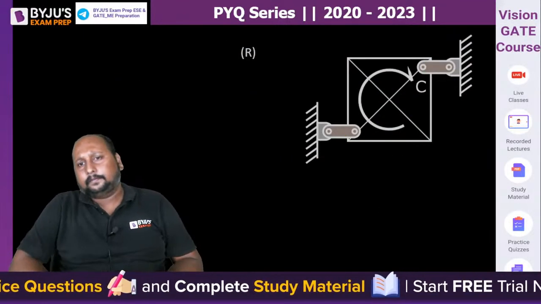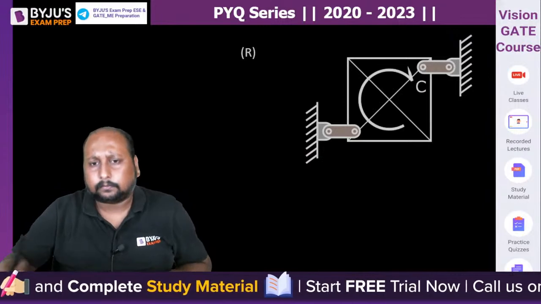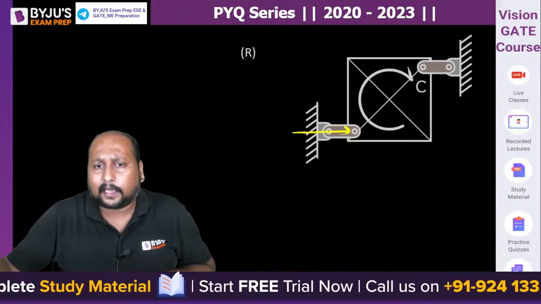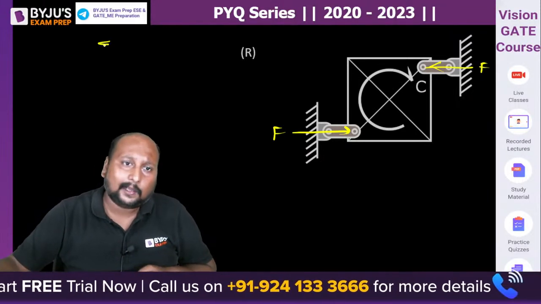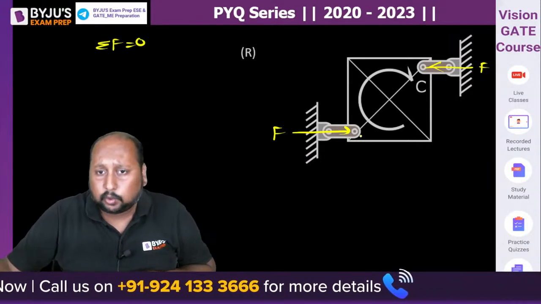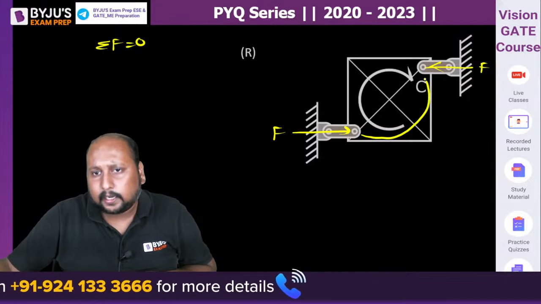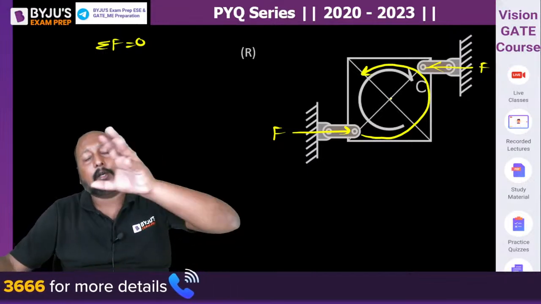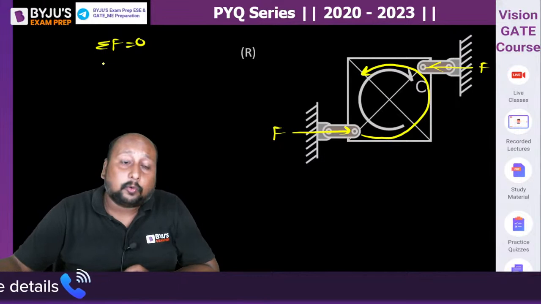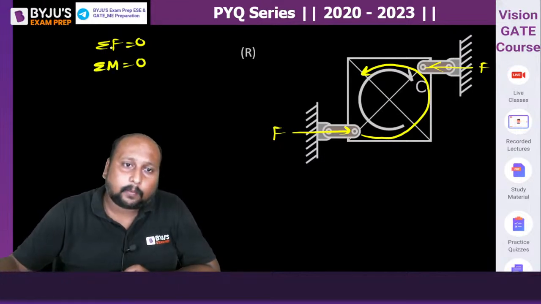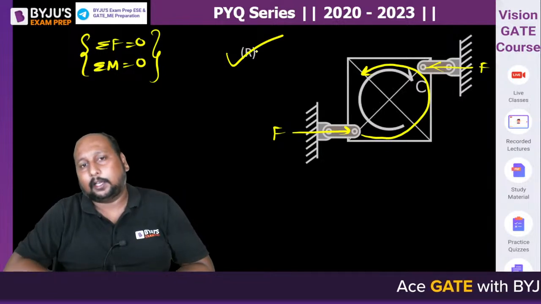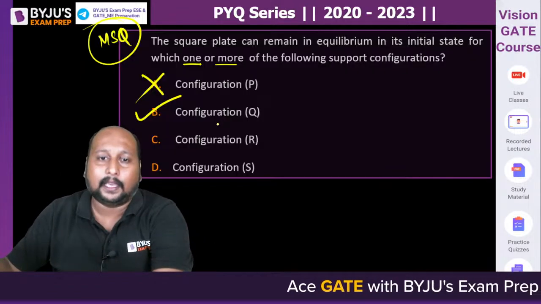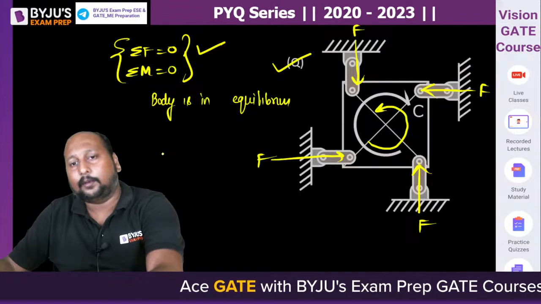Now over here क्या लग रहा है? One force like this, one force like this, so the total force is still equal to 0, and these 2 forces will try to rotate the body in an anti-clockwise direction which is opposite to the direction of the applied moment. So we will be having the total moments equal to 0. So this is also the body is in equilibrium. R भी आपका है equilibrium में. Let us come to S.